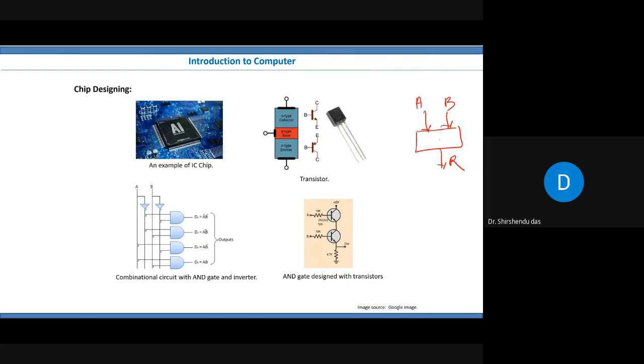And suppose this module can perform addition, subtraction and multiplication. Suppose there will be some lines here through which we command this device that, okay, I have given you two inputs A and B, you perform addition or you perform multiplication, right? So most of the time we'll try to explain it in this way.